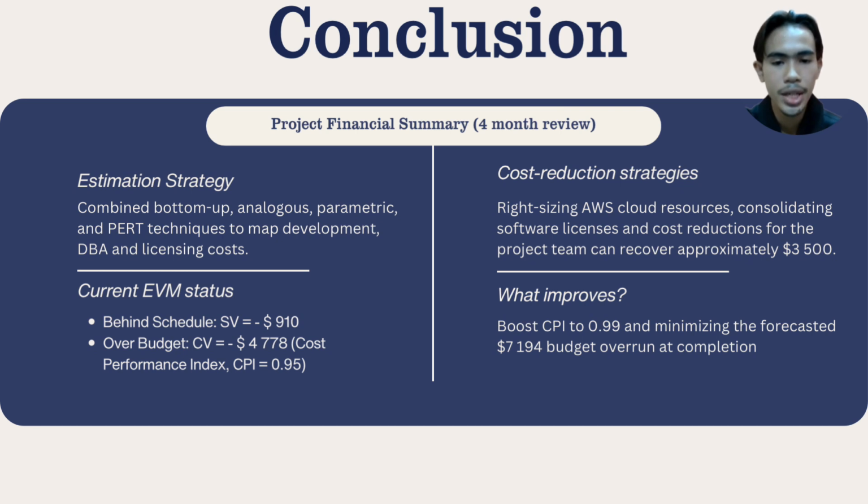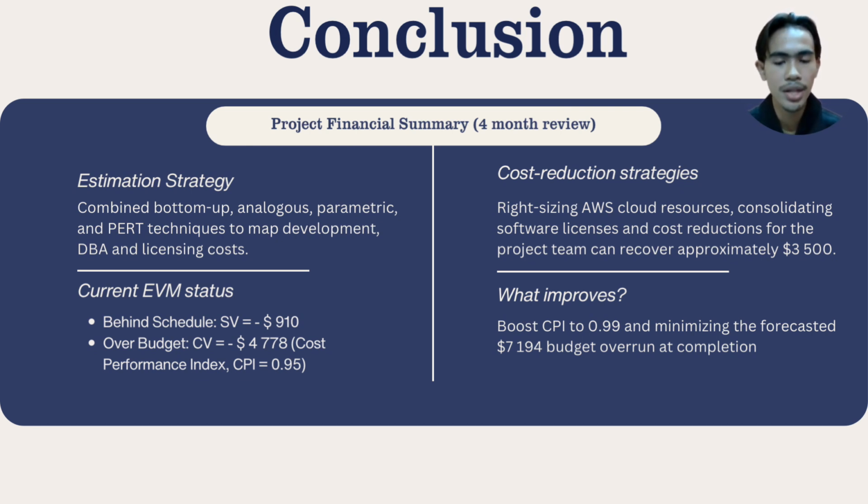Let us look at the conclusion and project financial summary based on our 4 months review. For our estimation strategy, we utilize a robust combination of bottom-up, analogous, parametric, and PERT techniques to map out development, database administration, and licensing costs accurately. Looking at our current EVM status, we want to be completely transparent. We are currently slightly behind schedule with a schedule variance of negative 910. We are also over budget with a cost variance of negative 4,778, bringing our initial CPI to 0.95.